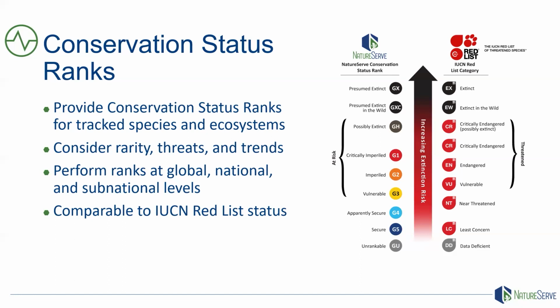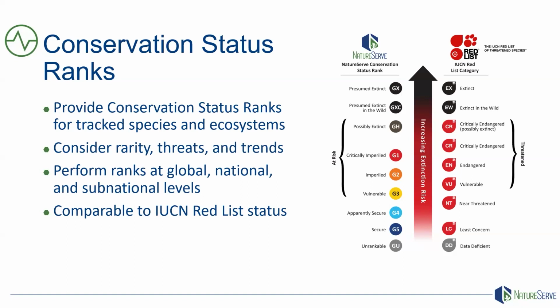Our ranks are assigned using a 1 to 5 scale, with 1 being critically imperiled and 5 being secure. Our status ranks consider rarity, threats, and trends. Our global conservation status ranks, or G ranks for short, represent the overall extinction risk of the species or ecosystem across its full range. National and subnational conservation status ranks are also assigned, representing the status within a more limited geography. So, for example, a species may be globally secure, but rare and of conservation importance for an individual state or province.